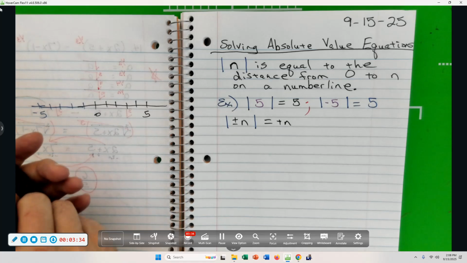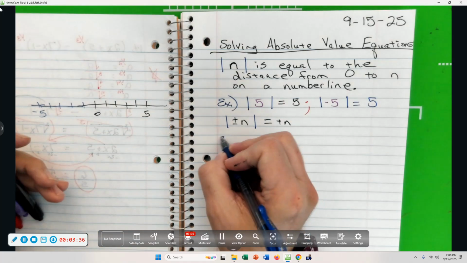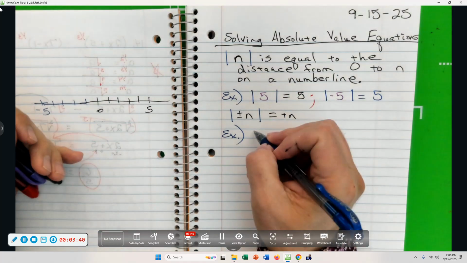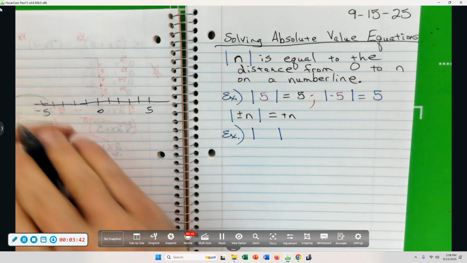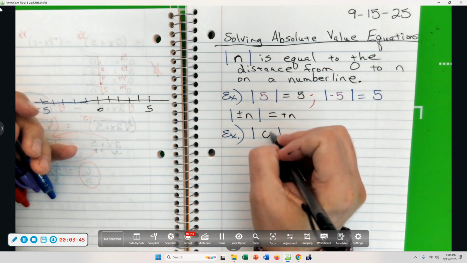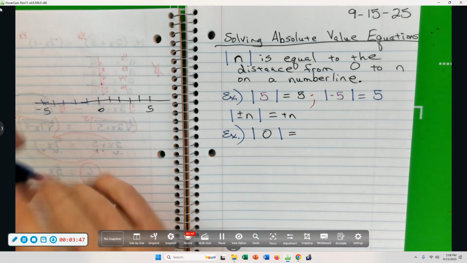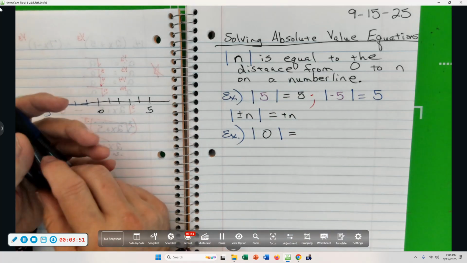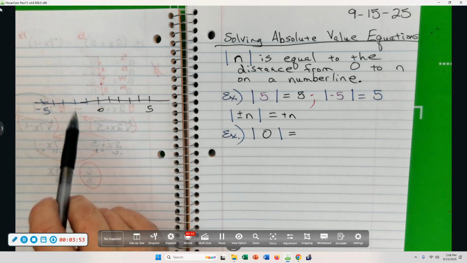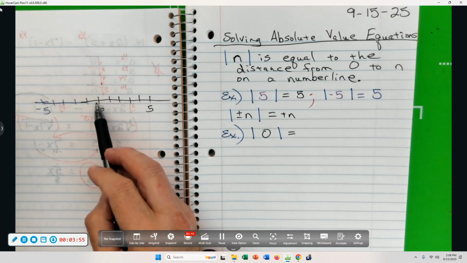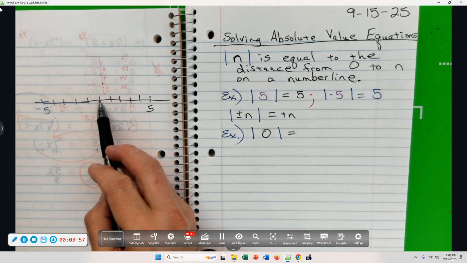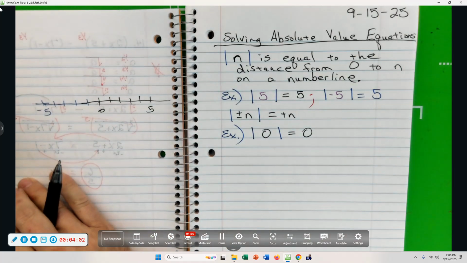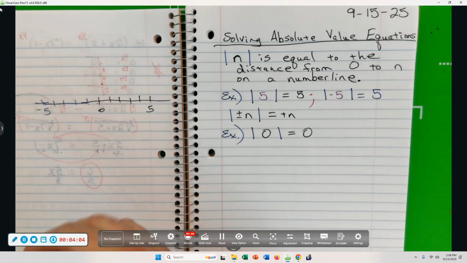Okay, I have a few others. Okay, here's an example. How about the absolute value of 0? How far is 0 from 0 on a number line? 0. If you're sitting there at 0, how far do you have to move to get to 0? Nothing. You stay where you are.